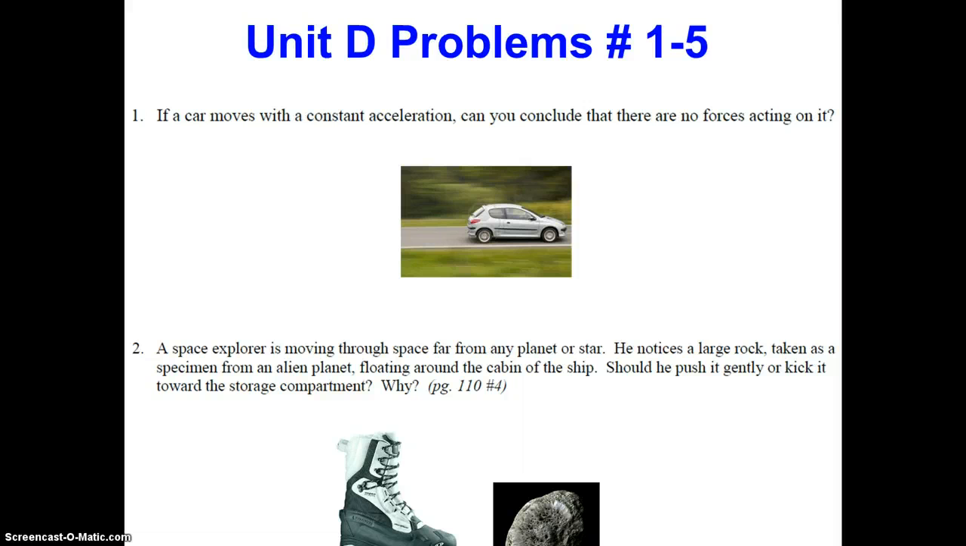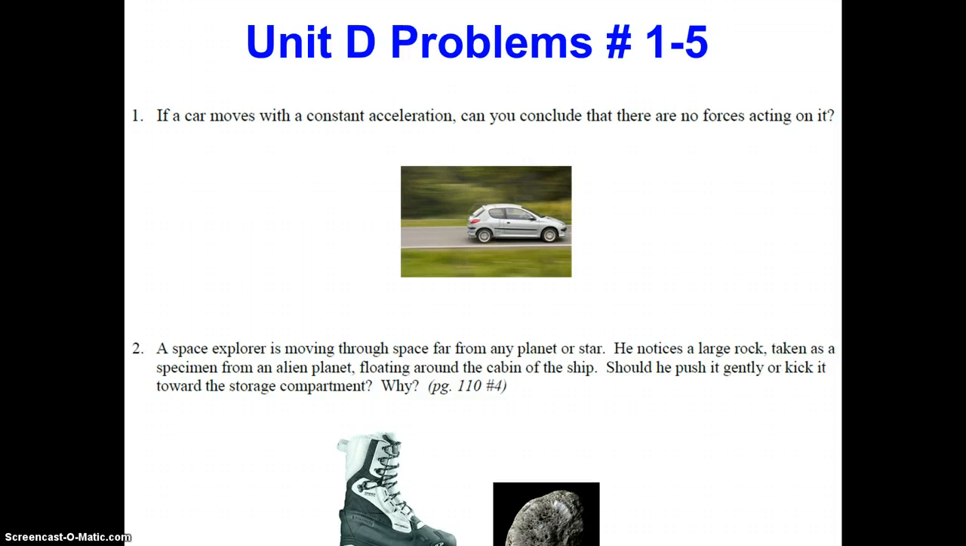Number one, if a car moves with a constant acceleration, can you conclude that there are no forces acting on it? Well, it may be obvious to you based on our previous unit in Newton's laws of motion that if the car is accelerating, it has a constant acceleration, Newton's second law says that there has to be a net force in the same direction as that acceleration and proportional to that acceleration.